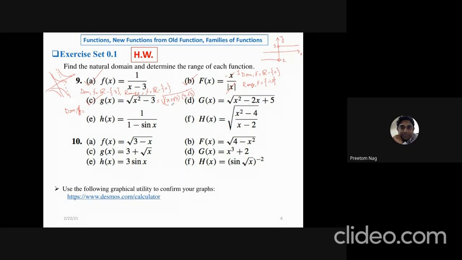Now the product of these two factors should always be greater than or equal to 0. When should this be greater than or equal to 0? If both factors are negative or both are positive. And when will it happen?